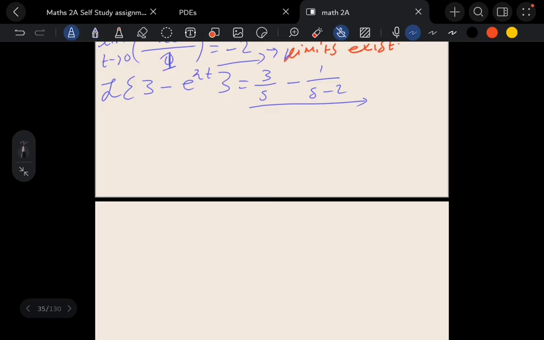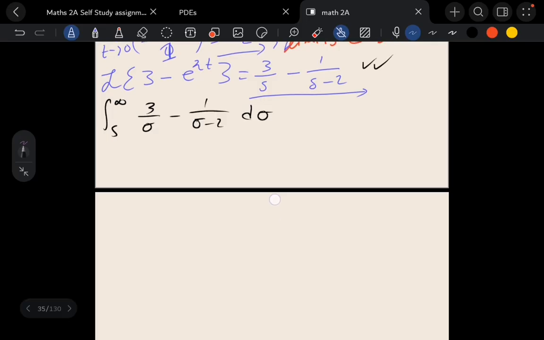So now I'm going to have an integral from s to infinity. You are going to choose your dummy variable. Let us first say it's going to be 3 over sigma minus 1 over sigma minus 2 d sigma. So after I find the Laplace transform of the numerator, replace s with a dummy variable and then integrate it from the bounds from s to infinity.